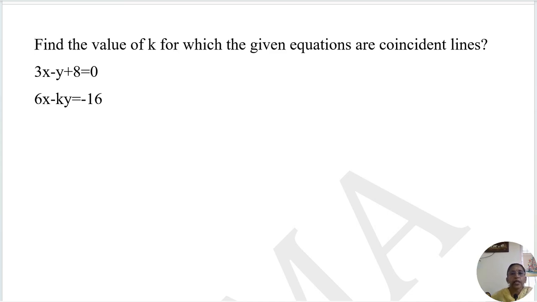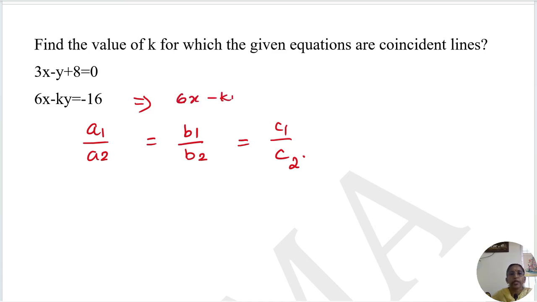Find the value of k for which the given equations are coincident lines. Coincident line condition is a1 by a2 equal to b1 by b2 equal to c1 by c2. Look at your equation. The second equation is given in a different way. So you have to rearrange your data. So you have to take your data this way. And after that, list your values of a, b, c.